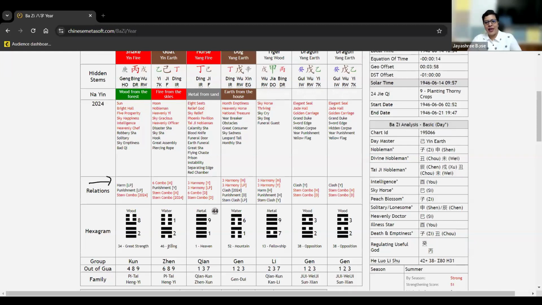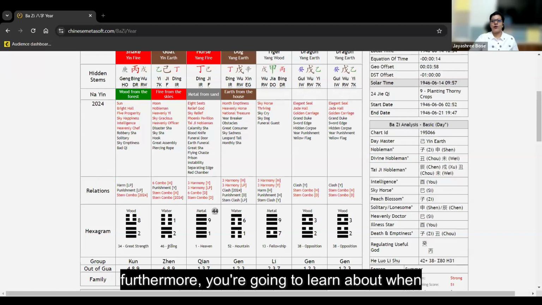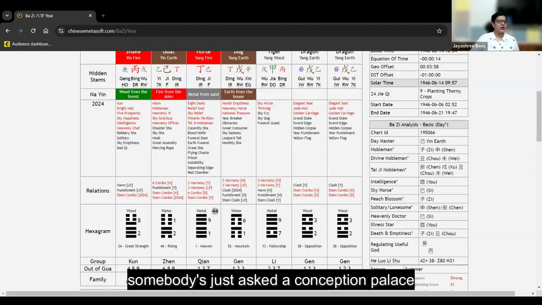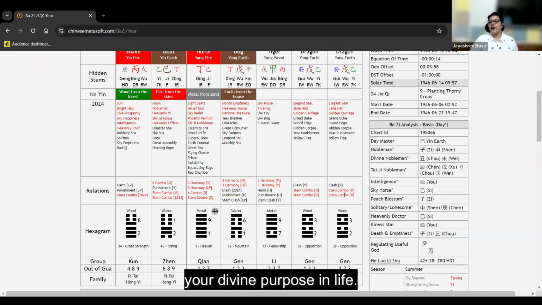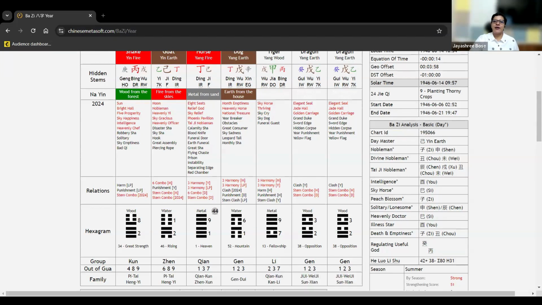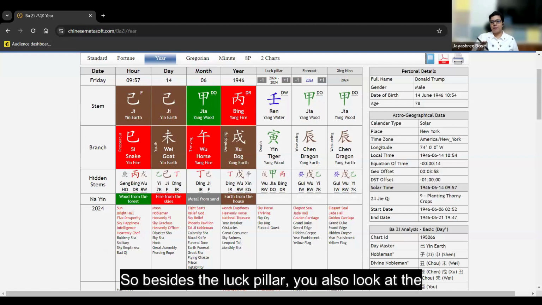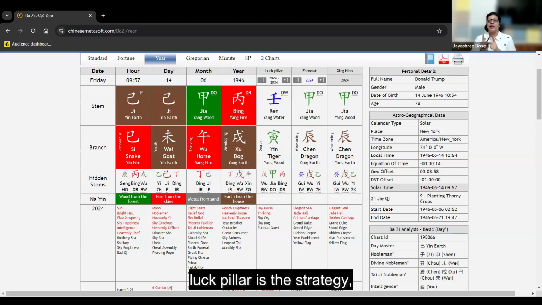Furthermore, when somebody asks about the conception palace or life palace, that is covered in the BaZi coaching program because that is related to your divine purpose in life. Now, BaZi can be read in many, many ways. Besides the luck pillar, you also look at the annual and how it affects things. Like I said, luck pillar is the strategy, annual is the tactic, right?